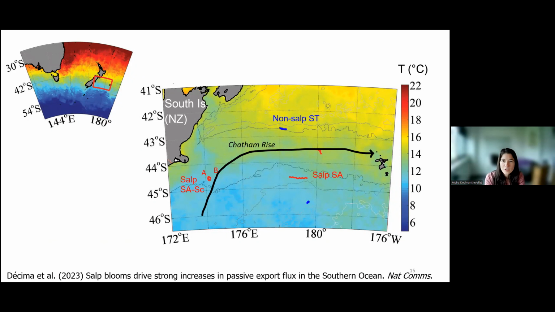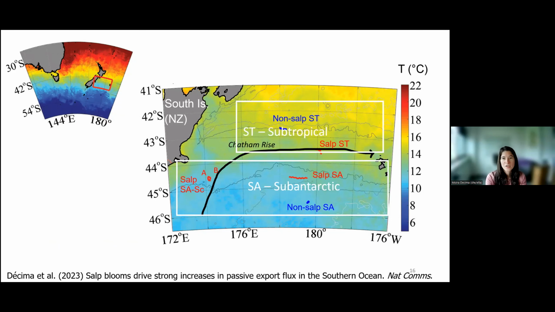The third location we sampled was in subtropical waters, and that one did not have high abundances of salp, so I'll call it non-salp ST. The fourth was a salp cycle within subtropical waters, and the fifth one was a location in subantarctic waters without salps, or non-salp SA. So you can see here that we have salp locations and non-salp locations, and we also have them in subtropical waters and in subantarctic waters.